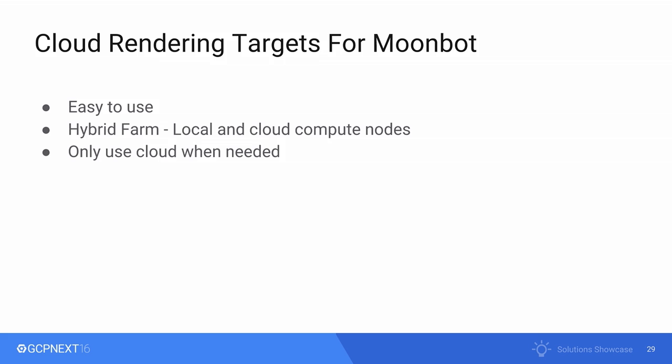So our rendering goals for implementation at Moonbot were: we wanted it to be easy to use, we wanted local and cloud, so we wanted a hybrid approach, and we only wanted to use cloud when needed. We didn't want to treat cloud the way we do local nodes, where we basically just spin up 50 nodes that just sit there in the cloud. We wanted to only spin up nodes when we're using them, and sort of be smart about how that works.